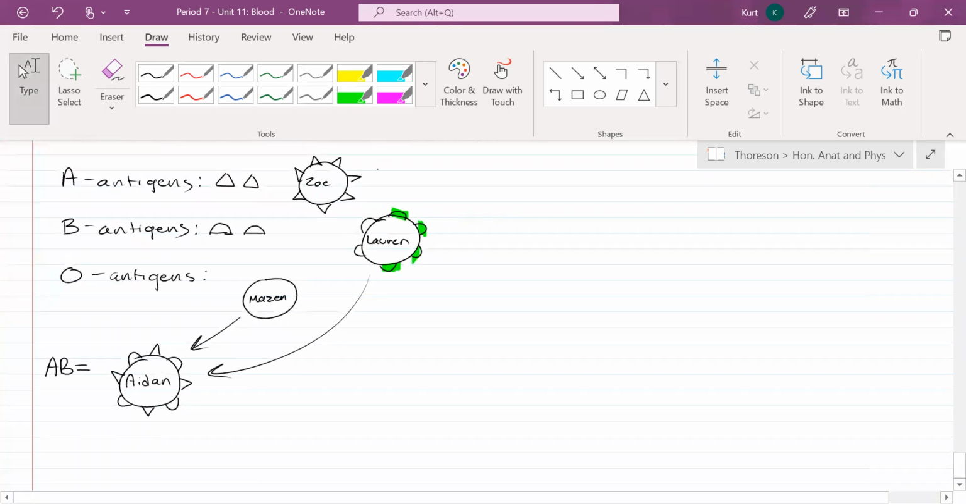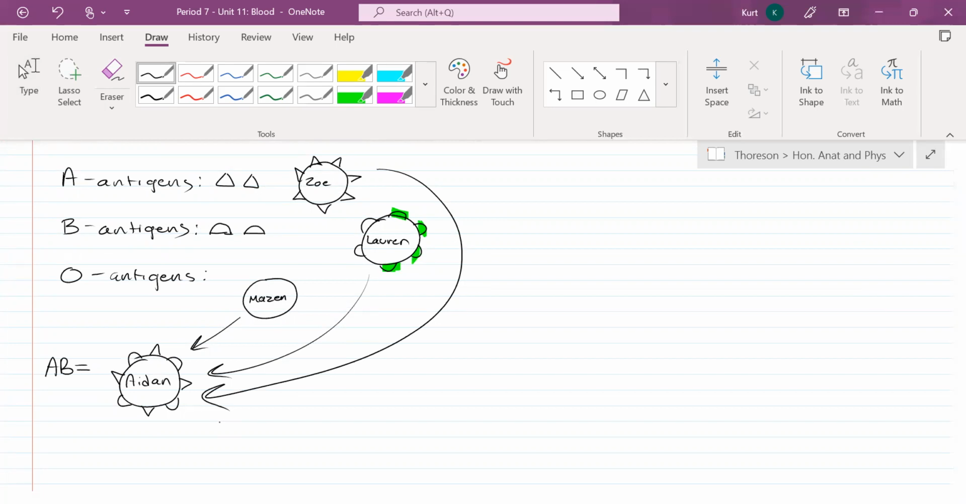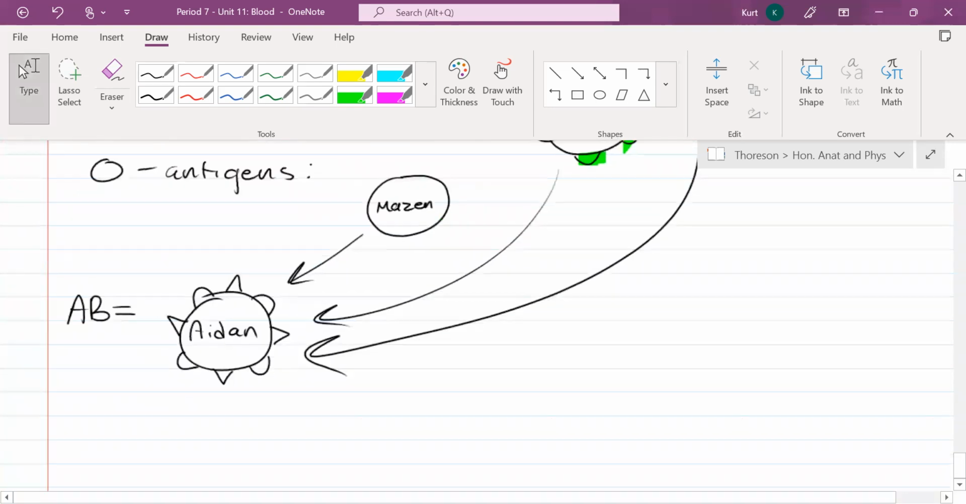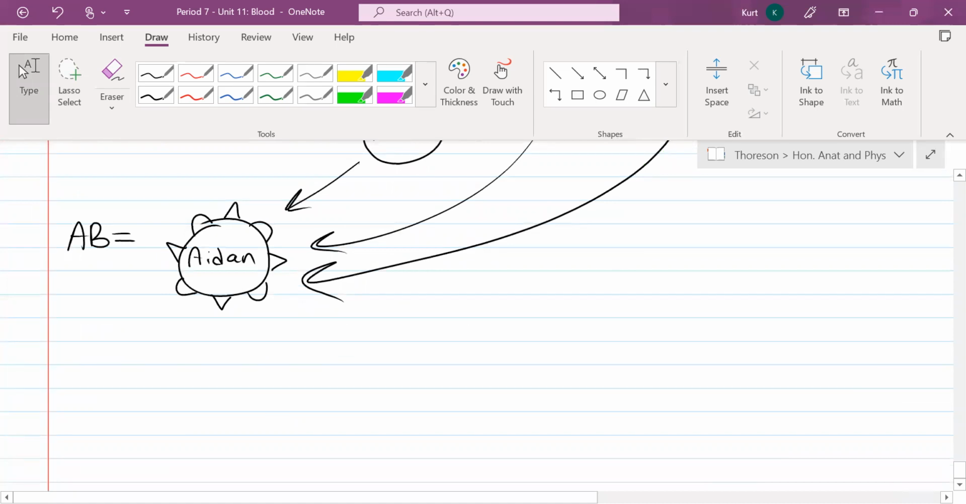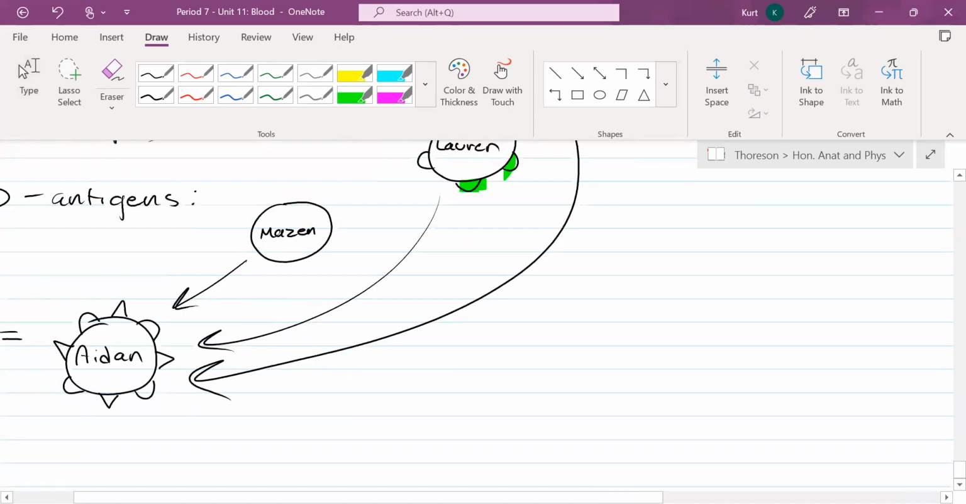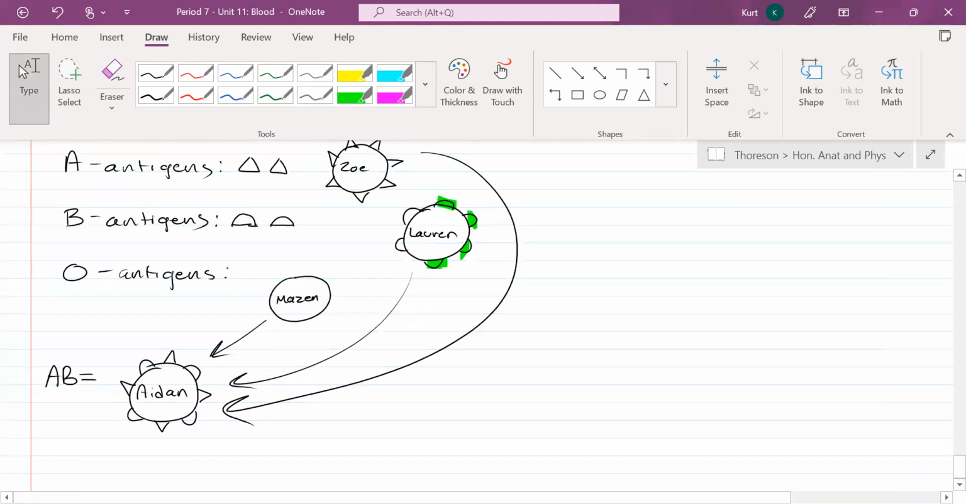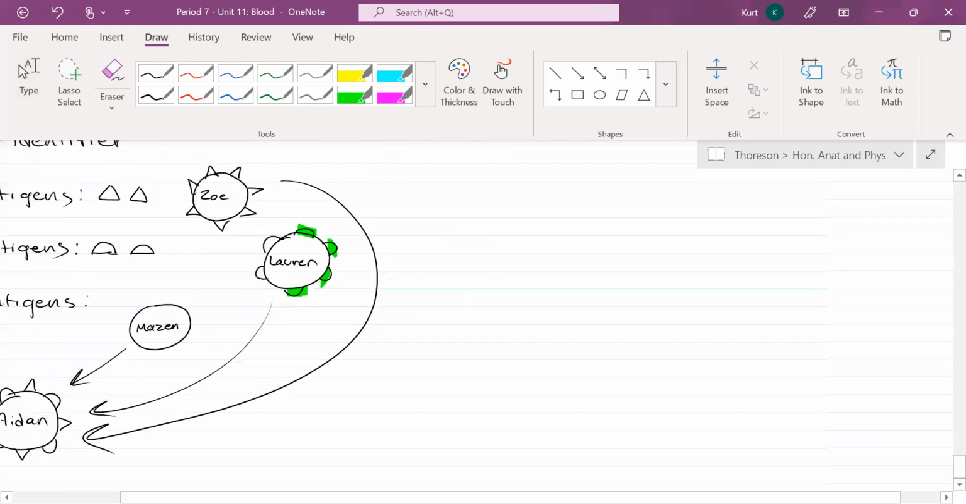And then would Zoe be able to donate to Aiden? Yes. Zoe has A antigens. Aiden has A antigens. Aiden's immune system is not going to attack A. That would be bad. So AB is the universal recipient. Who's the universal donor? Oh, that's right. So those are just the A's and the B's and the O's. But let me tell you about the positive or the negative aspect.